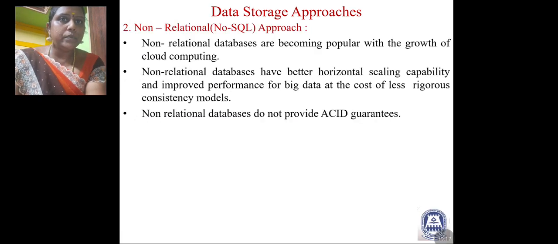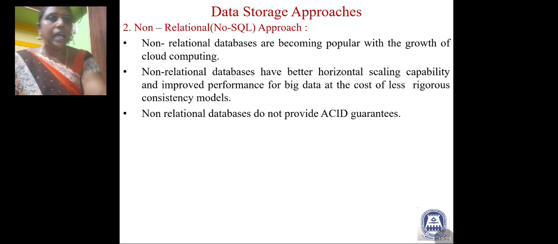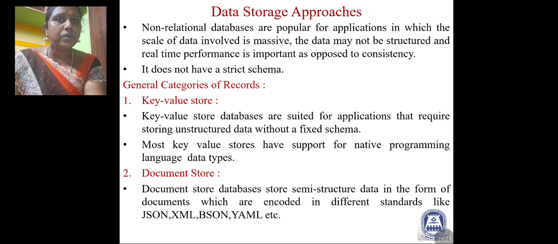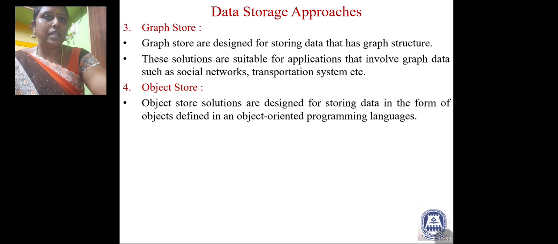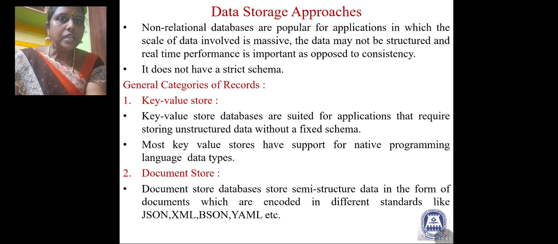Next one is non-relational approaches. This is becoming popular with the growth of cloud computing. Non-relational databases do not provide the ACID guarantee. These are some of the general categories: key value store, document store, graph store, and object store. First, key value store. Key value store databases are suited for applications that require storing unstructured data without a fixed schema. Most key value stores have support for native programming language data types.